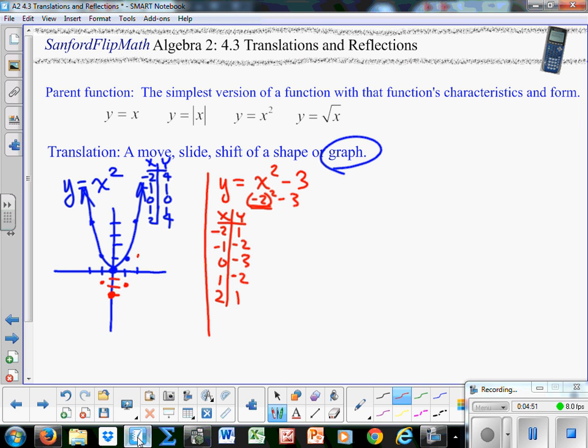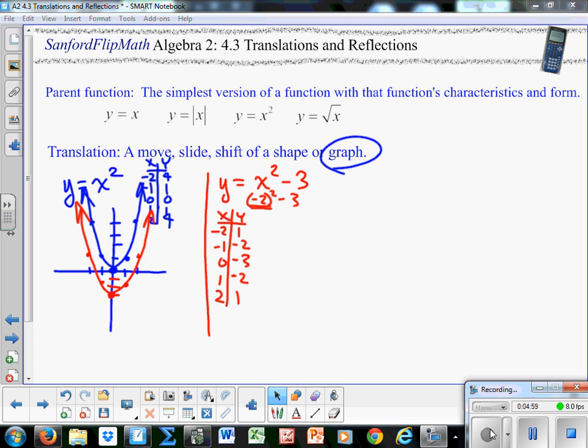And here are those points from the table. I want to key in on a couple of issues here. Remember, this is not a line, so the slope is not the same everywhere I look. But notice how if I go right 1, I go up 1 on the blue graph. If I go right 2, I go up 4. If I go left 1, I go up 1. If I go left 2, I go up 4. That's that whole idea of the 1 squared and 2 squared.